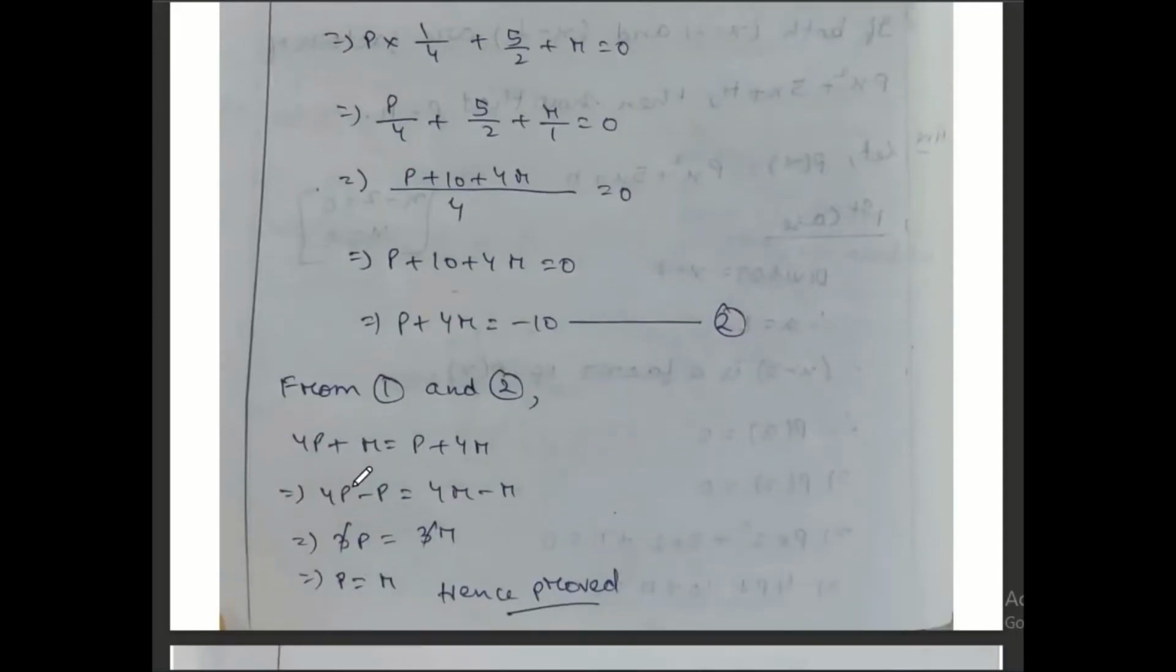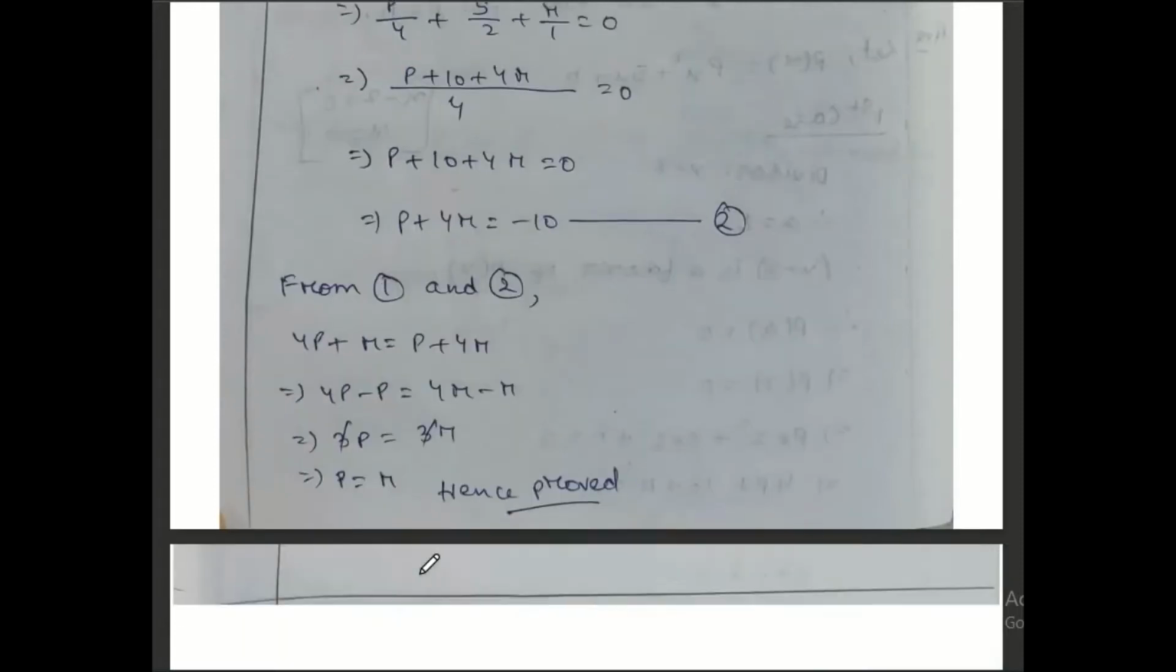Now p, let us take it together. r, you can take it together. After subtraction, you will be getting 3p equal to 3r. 3 cancel, p is equal to r. They told us to prove p is equal to r. Proved. One of the good questions, something different. That's why I am teaching you.